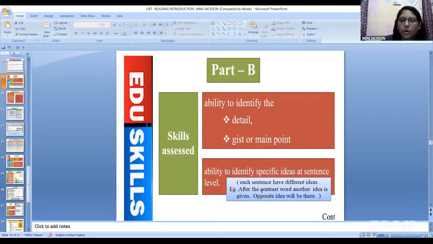So after the contrast word you get an opposite idea. Maybe they mention the positive in the first portion, then after the contrast word you will have a negative sentence or negative expression. That means exactly the opposite idea will be there. So if you find the contrast word, definitely you can search for the answer after the contrast word.